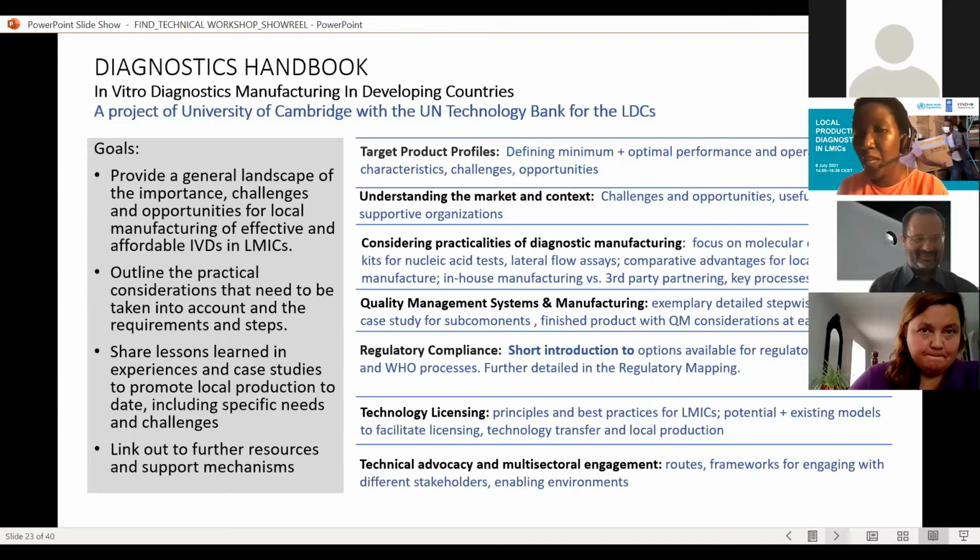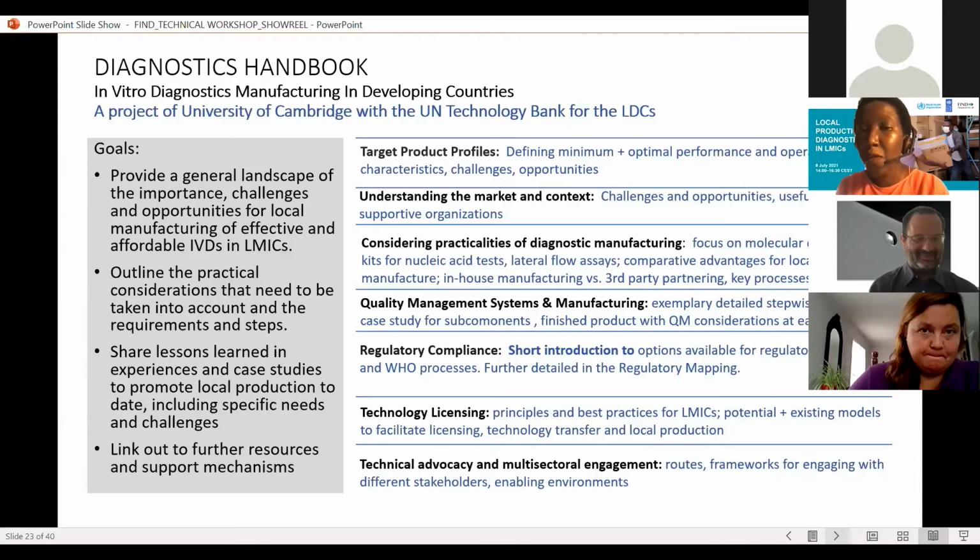The first looks at a target product profile. So what are the minimum and optimal performance and operational characteristics of diagnostics that are needed? What are the challenges to produce each of those? What opportunities exist now or could be created in order to get to the diagnostics that we need?